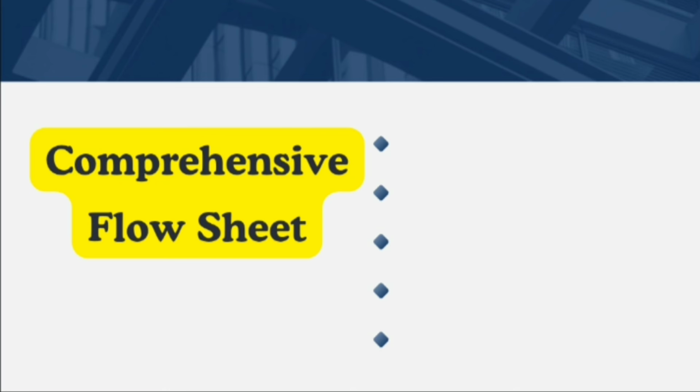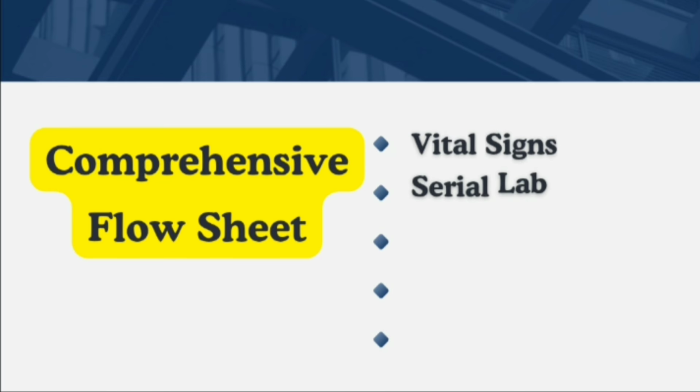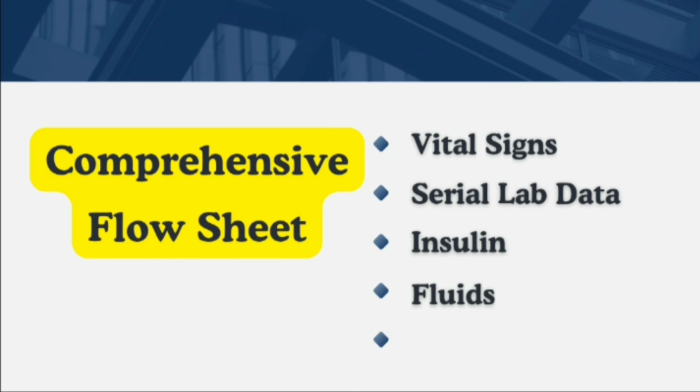A comprehensive flow sheet should be maintained by the clinician who is responsible for patient care. It includes vital signs, serial lab data, and therapeutic interventions, for example insulin and fluids. Plasma glucose should be recorded on an hourly basis and electrolytes and pH on a 2 to 3 hourly basis during the initial treatment period. A bedside glucometer should be used to titrate the insulin therapy. Patients should not receive sedatives or opioids, in order to avoid masking signs and symptoms of impending cerebral edema.